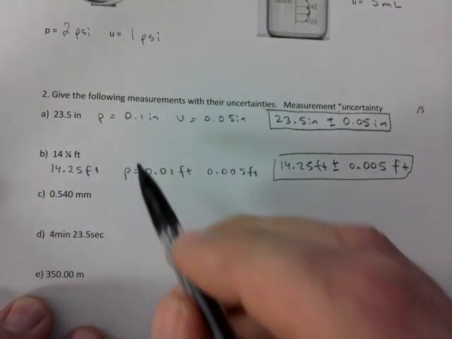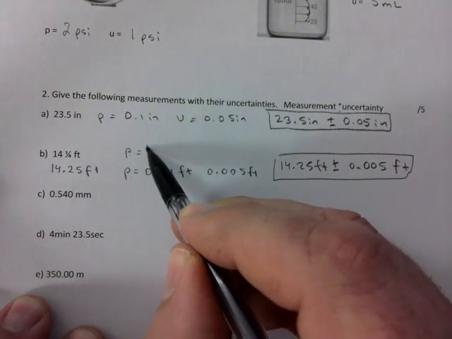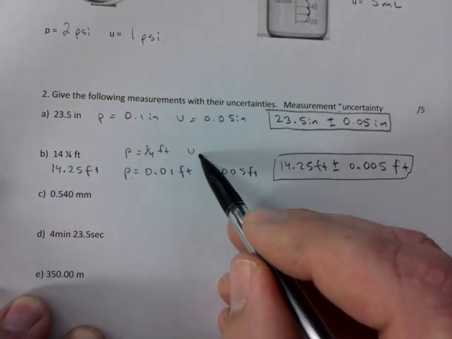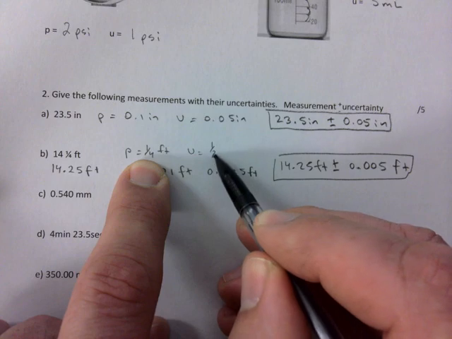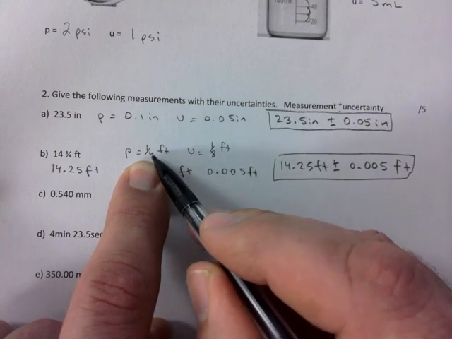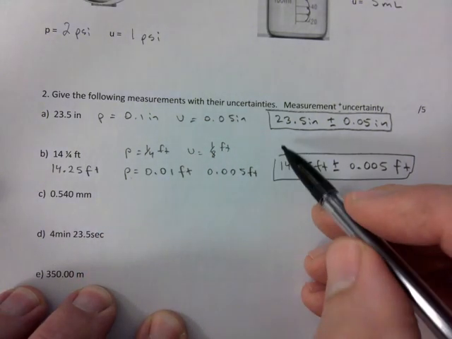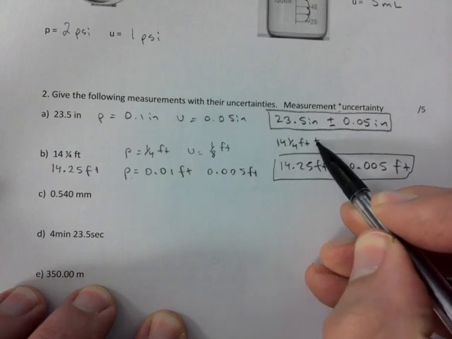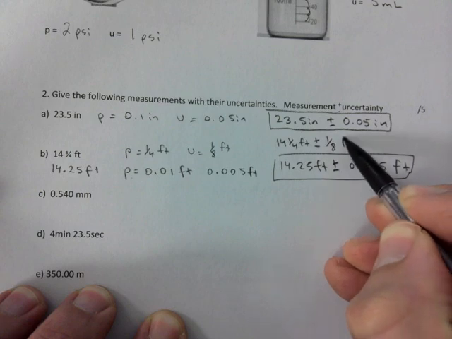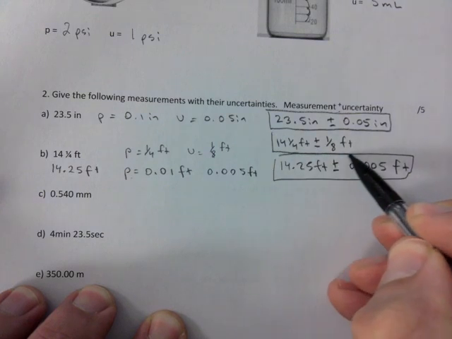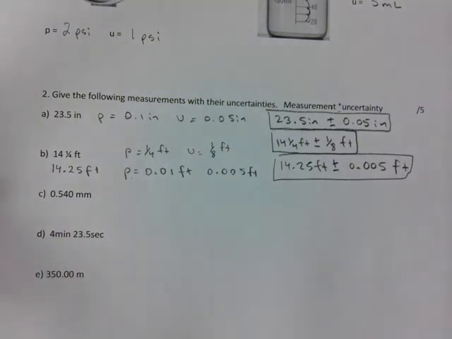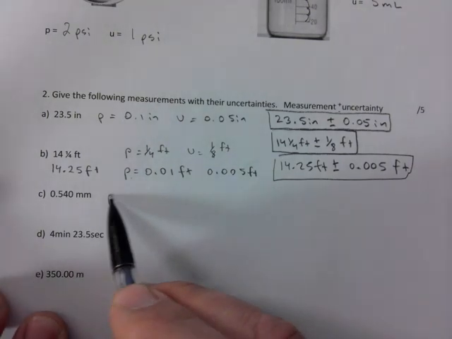So here's your fraction. The precision here is to the nearest quarter foot. So the uncertainty is half of that, which is 1/8 of a foot. You double the denominator. So that would be 14 1/4 feet plus or minus 1/8 of a foot. If you prefer stating it as a fraction, that's fine. You can go either way. I'm okay with that.